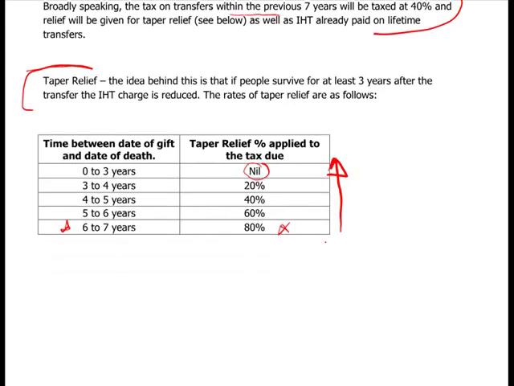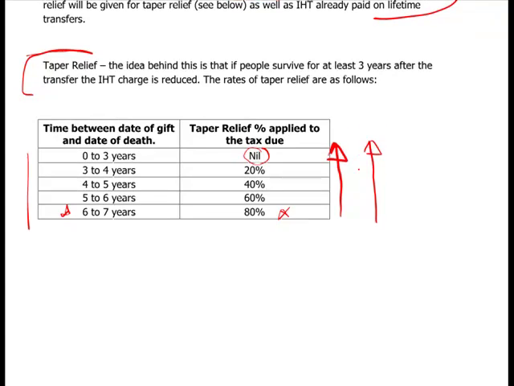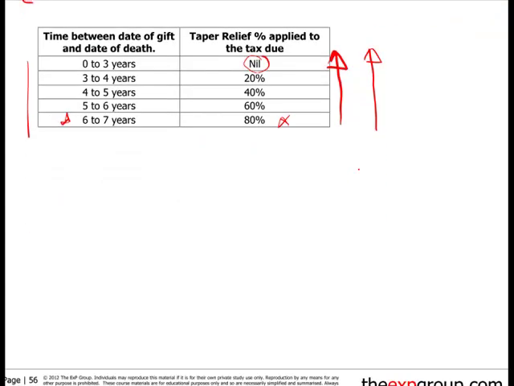So that's how inheritance tax works. You've got your 325,000 nil rate band, and then above that you pay 40% tax, but it's mitigated by these percentages on a sliding scale working backwards. So the longer ago you give away your assets, up to 7 years, the less tax your estate will have to pay. Okay, that's inheritance tax. We'll now go to VAT in the next recording.